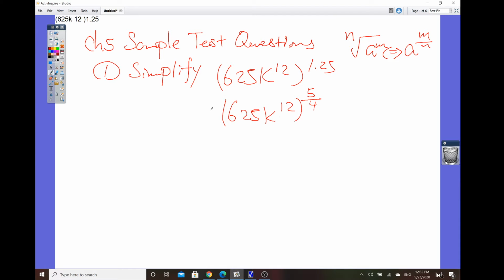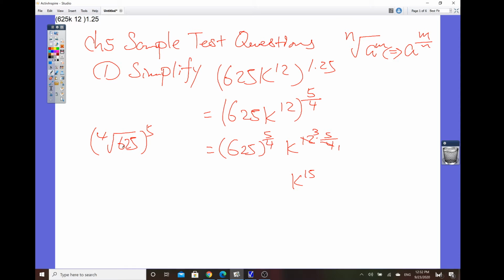And then from here, we want to distribute the power, so 625 to the power of 5/4. And then we do have k to the power of 12 times 5/4. And then for that 12 times 5/4, this one can cross cancel. So we got 3 times 5, which is what? 15. And then 625 to the power of 5/4. So this one is written as the 4th root of 625 to the power of 5.